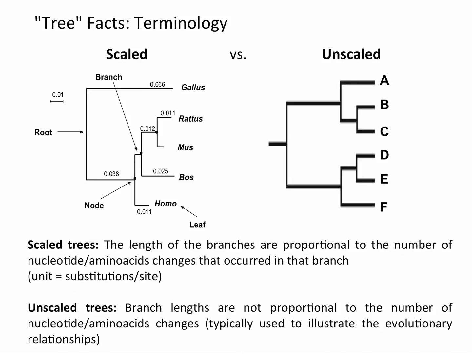Phylogenetic trees could be scaled or unscaled, also called ultrametric. In scaled trees, the lengths of the branches are proportional to the number of changes that occur in that branch. In unscaled or ultrametric trees, the branch lengths are not proportional to the number of changes. All of them are at the same distance from the ancestral nodes.